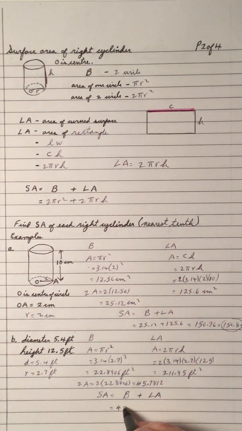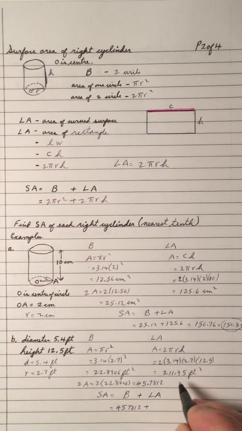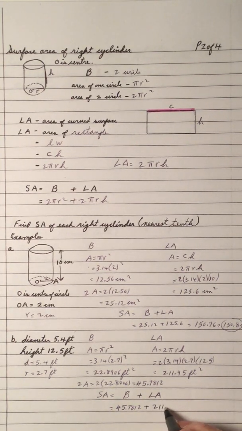So the total base area is 45.7812. The lateral area is 211.95. And when you add all that up, you get 257.73. I'm using a calculator when I did this. And so I rounded to the nearest tenth, so it's 257.7. Again, the 7 is in the tenth place.